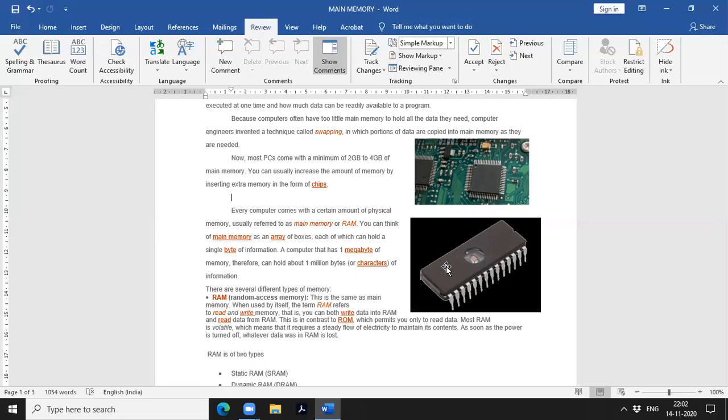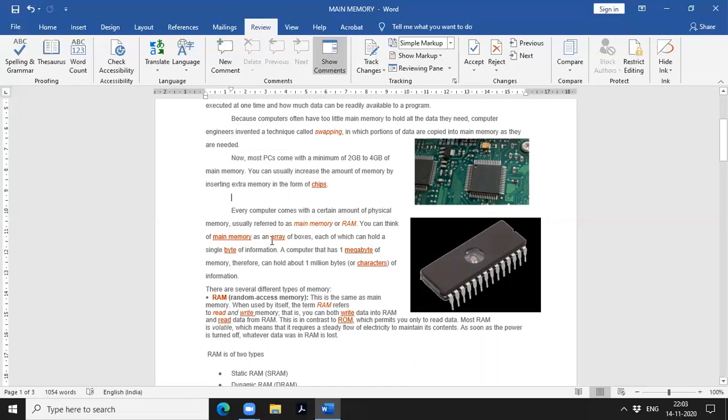You can think of main memory as an array of boxes, each of which can hold a single byte of information. It consists of an array of boxes, that is a number of boxes. Each box can hold a single byte of information or a single character of information, which is temporary storage. A computer that has 1 megabyte of memory therefore can hold 1 million bytes or characters of information.